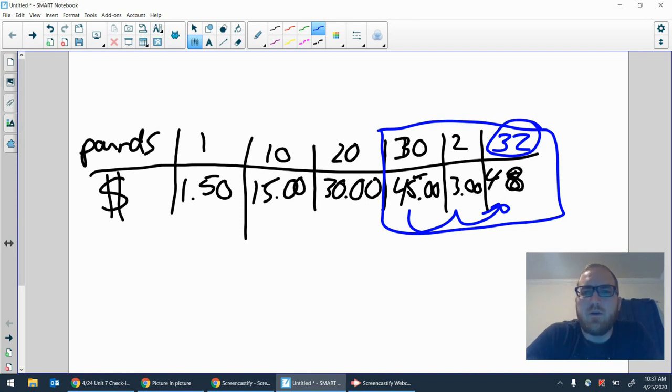There are other ways that you could go about doing this as well, but this is just one of the ones that we've worked on before that we want you guys to be familiar with, which is doing that ratio table.